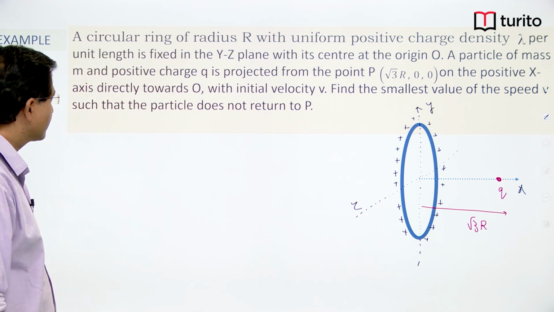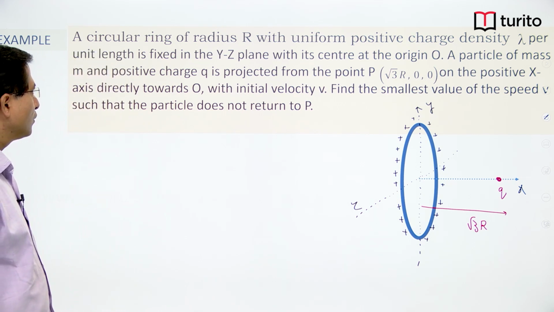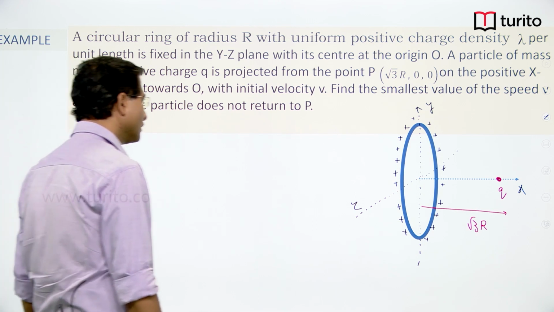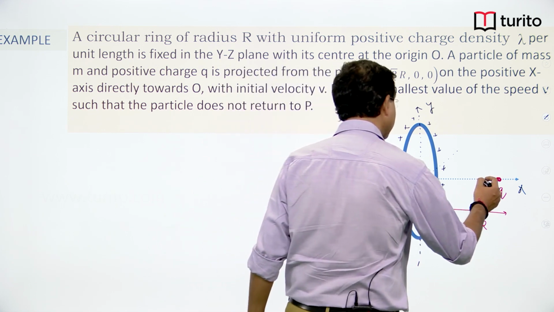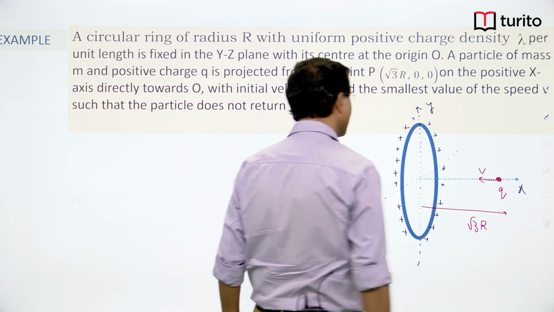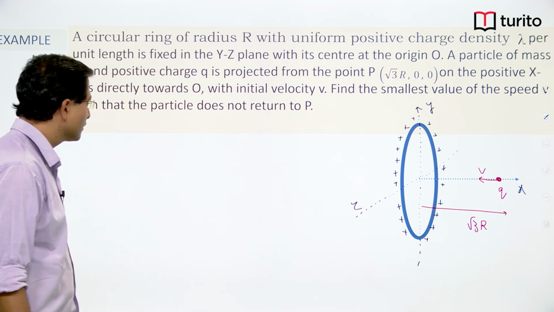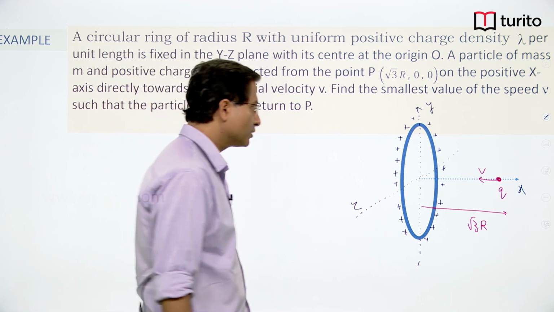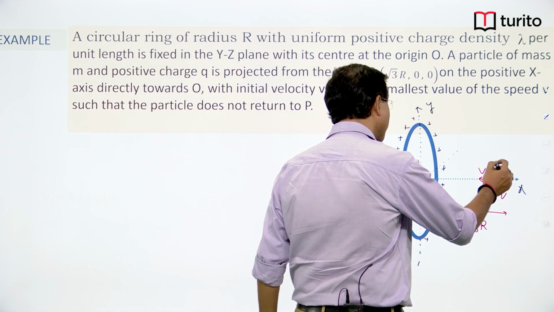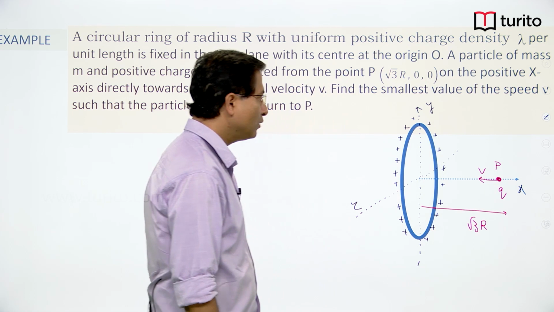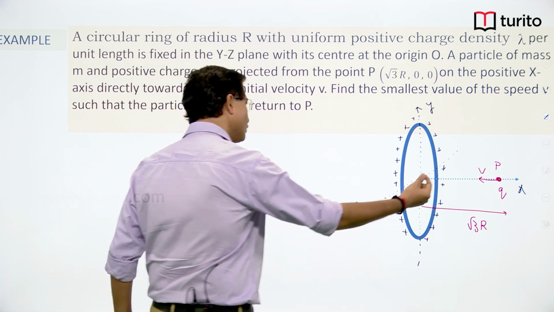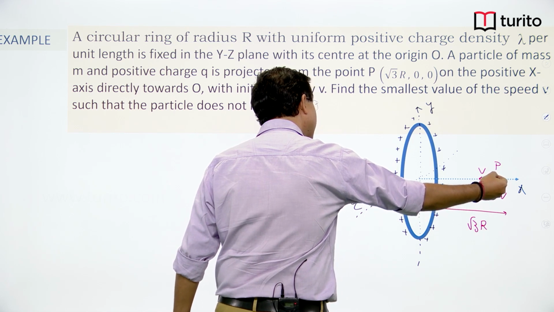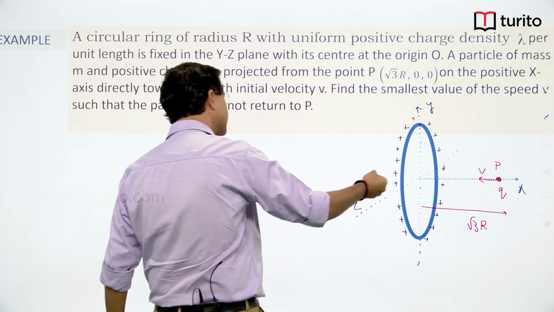Now the question says, what should be the smallest value of v, the velocity with which we are projecting it towards the center of the ring, so that the particle will never return to this particular point, say P. So you have to throw the particle towards the center of the ring so that the particle never returns to this point, it keeps moving like this.